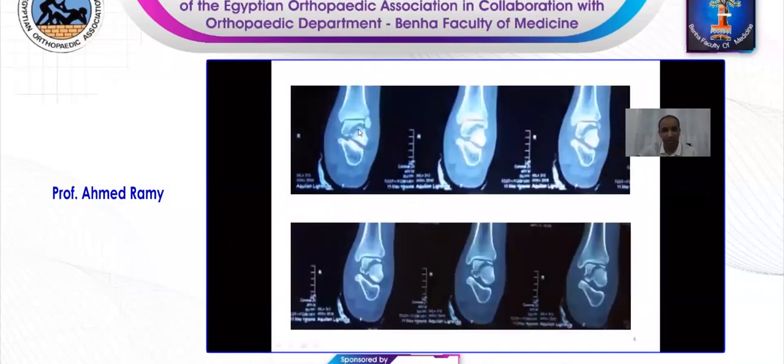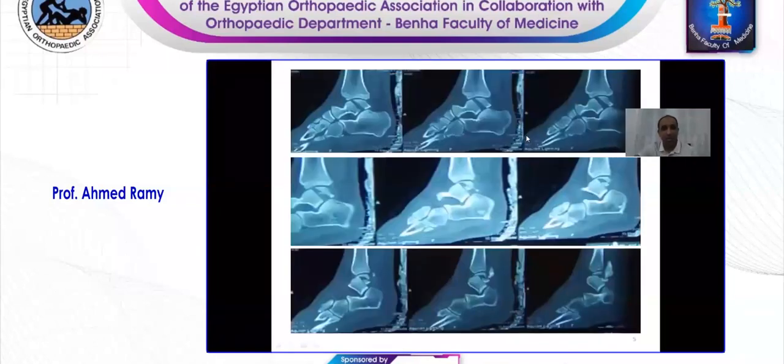These are the other cuts of the talar body in the coronal plane, and it is a complete articular one. And these are the sagittal cuts, as we can see. There is also a complete articular fracture with significant displacement, and this is also the planted fragment from the distal fibular fracture.